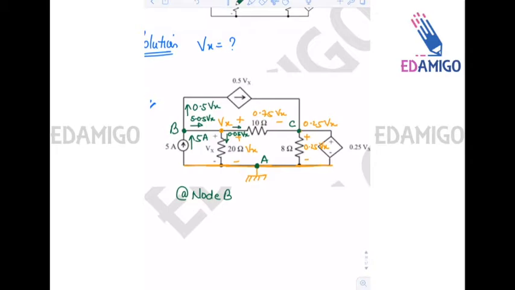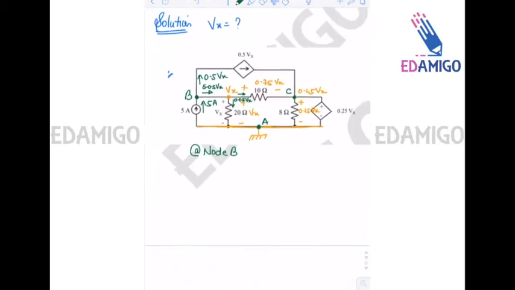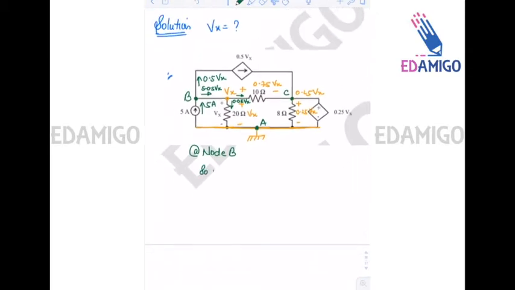So in this branch, the current will be the 10 ohm. Okay. So in 10 ohm resistance, the current will be 5 minus 0.5 Vx minus 0.05 Vx. Okay, so from where we are getting this result, I will tell you again.